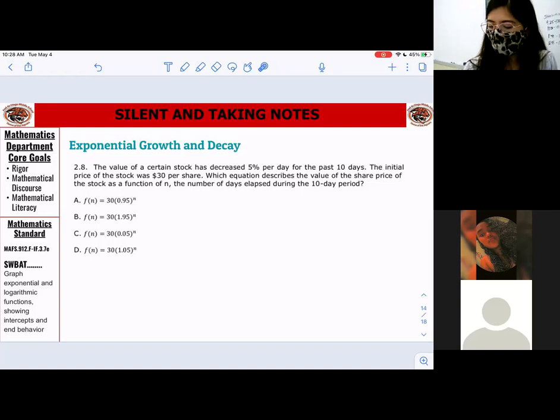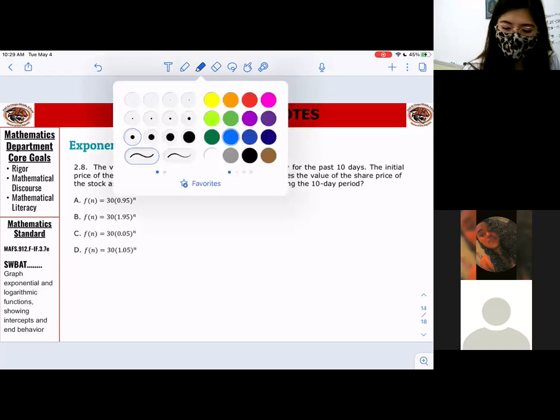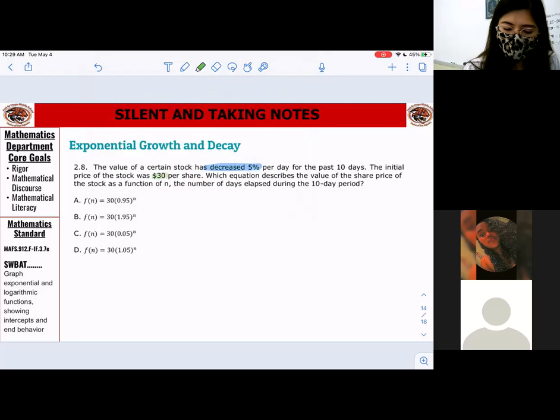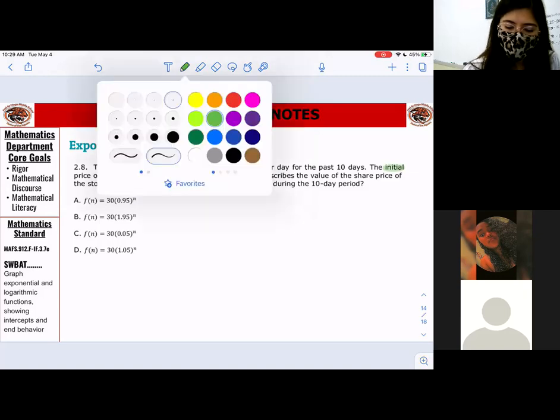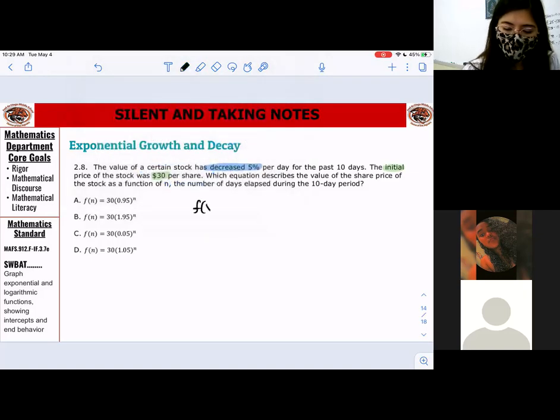All right, let's take a look. So I'll highlight my important info. 5% is my rate, and it's decreasing. My starting amount was $30 initial. Okay. So I know it's going to be f of x equals, I guess technically this is f of n. F of n equals a times 1 minus r to the power of t.